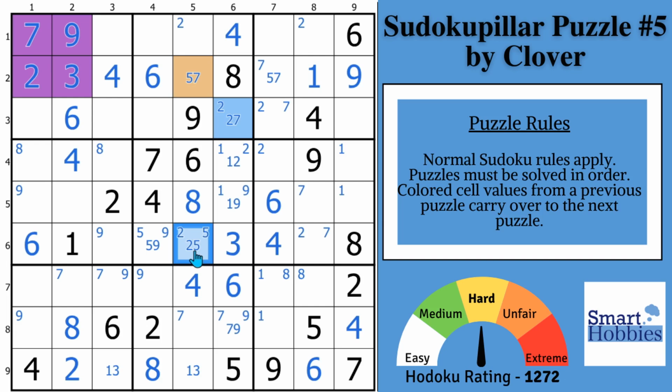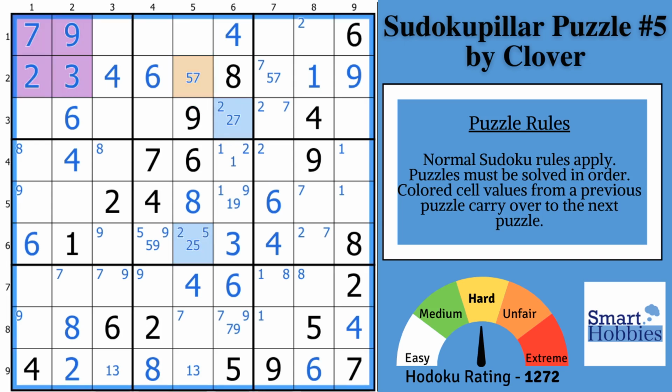This is beautiful. I love the way Clover put these overlapping strategies in this puzzle. Because what you can do is eliminate a 2 from any cell that sees both these blue cells. And so right here's a 2. You can eliminate that 2. And you can eliminate a 2 from this cell right here, which restricts the 2s now to one place here in block 2. Awesome, awesome.